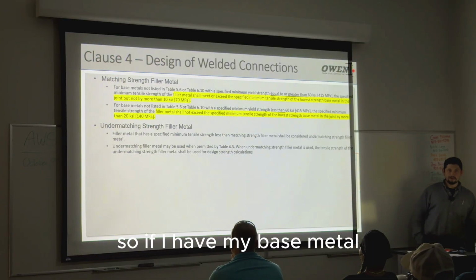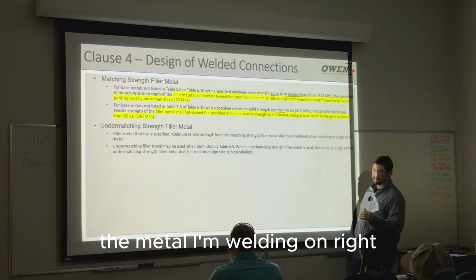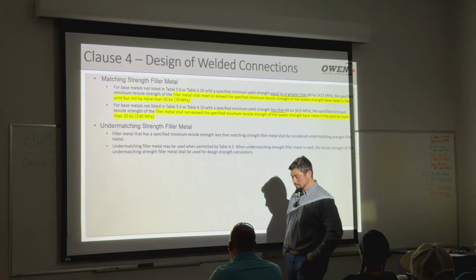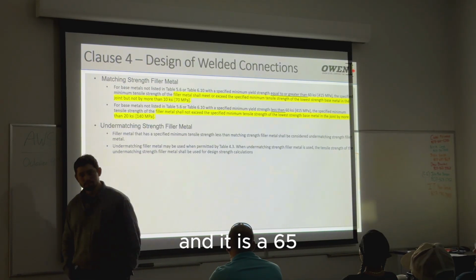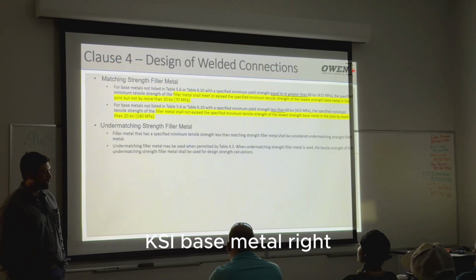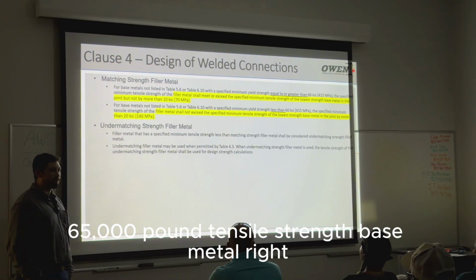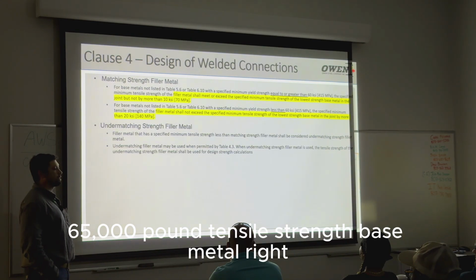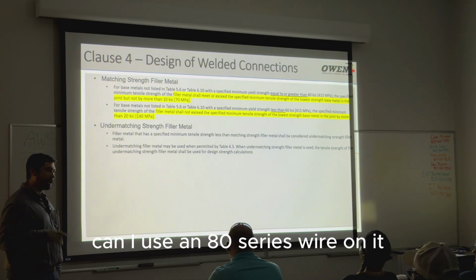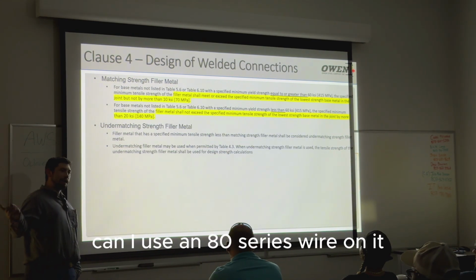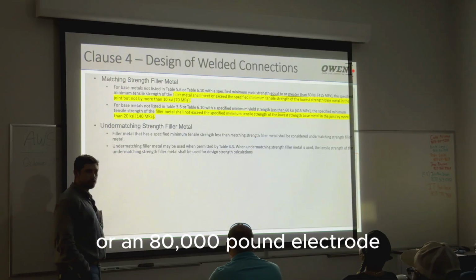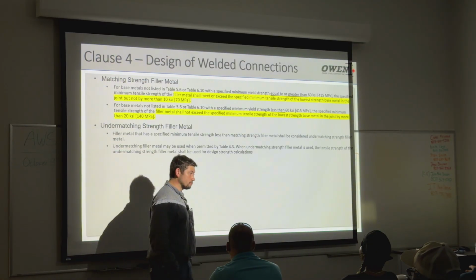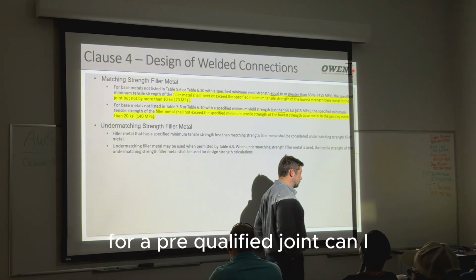So, if I have my base metal, the metal I'm welding on, and it is a 65 KSI base metal, 65,000 pound tensile strength base metal, can I use an 80 series wire on it, or an 80,000 pound electrode, for a pre-qualified joint? Can I?